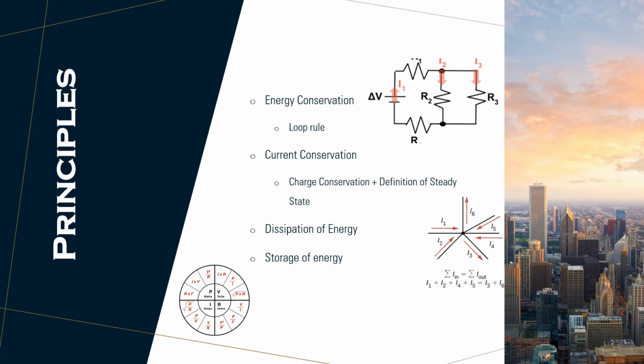Principles at stake here: we have energy conservation, or the loop rule. Current conservation, which is a combination of charge conservation plus the definition of steady state, and we use that to define the node rule. Then we have dissipation of energy through resistors and storage of energy through capacitors.